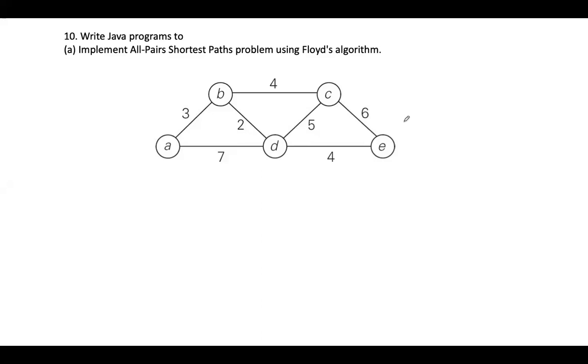That's the first question. What do you think? Floyd algorithm, does it work on this undirected graph? Whether it will work or not? How can you say it will not work? What is the logic behind that?